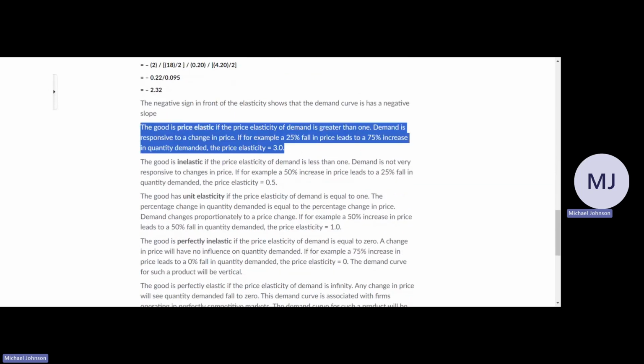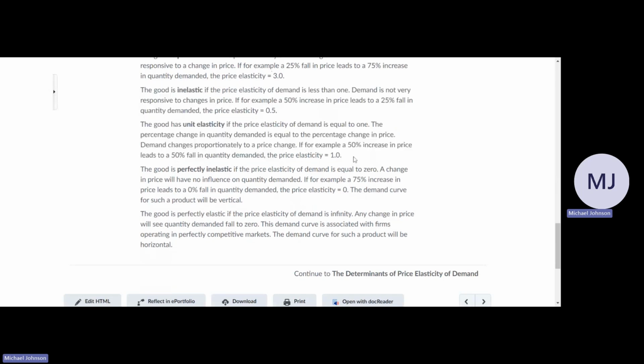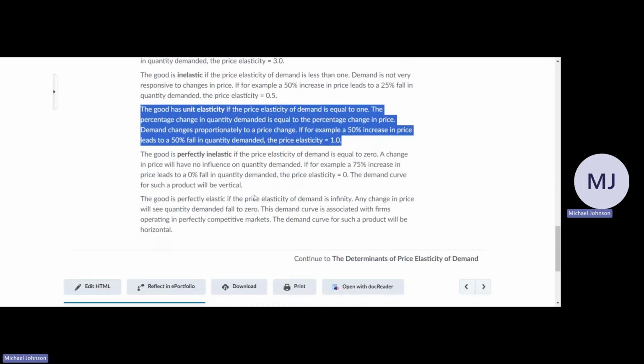Price elastic is when it's greater than 1, and that means that it's not a necessity. Inelastic is between 0 and 1, and that would be a need. And then unit elastic is just 1.